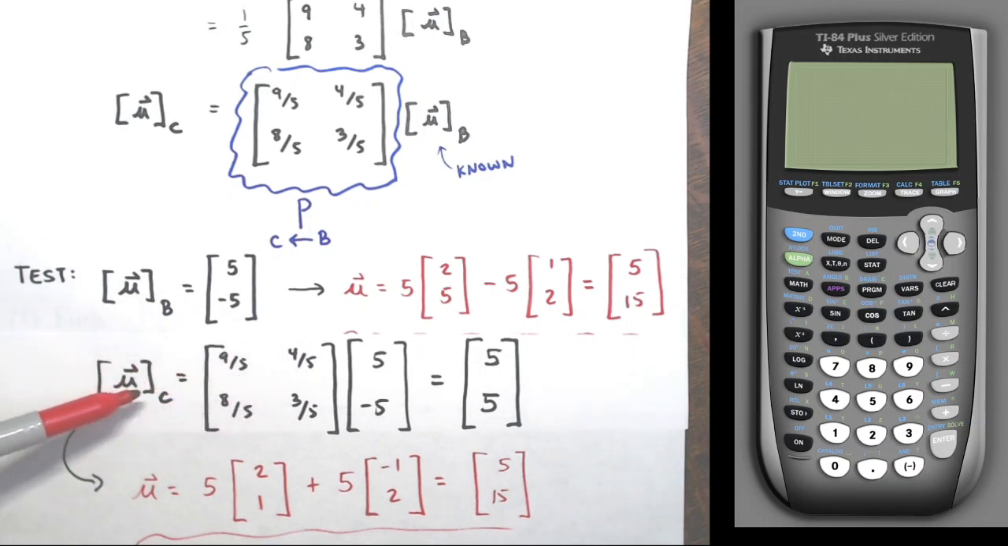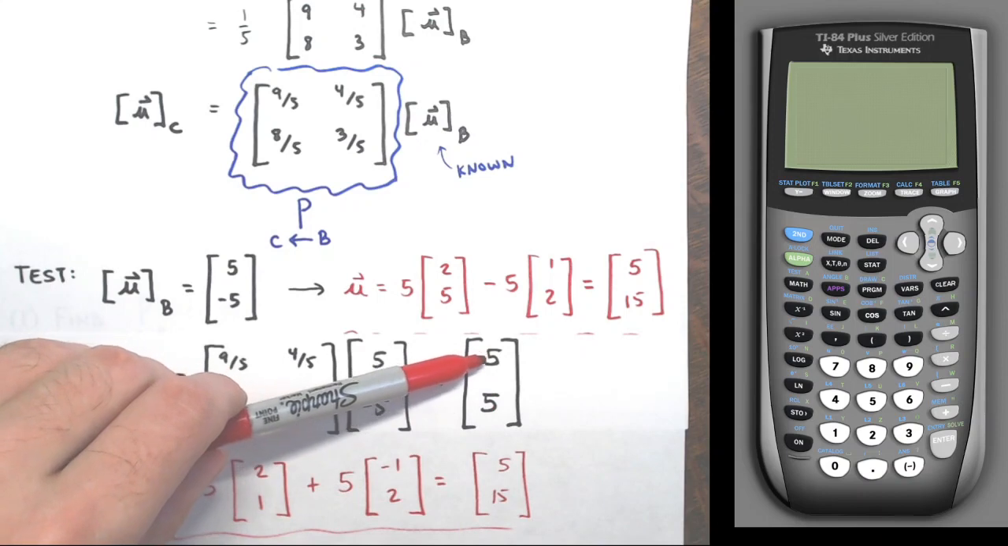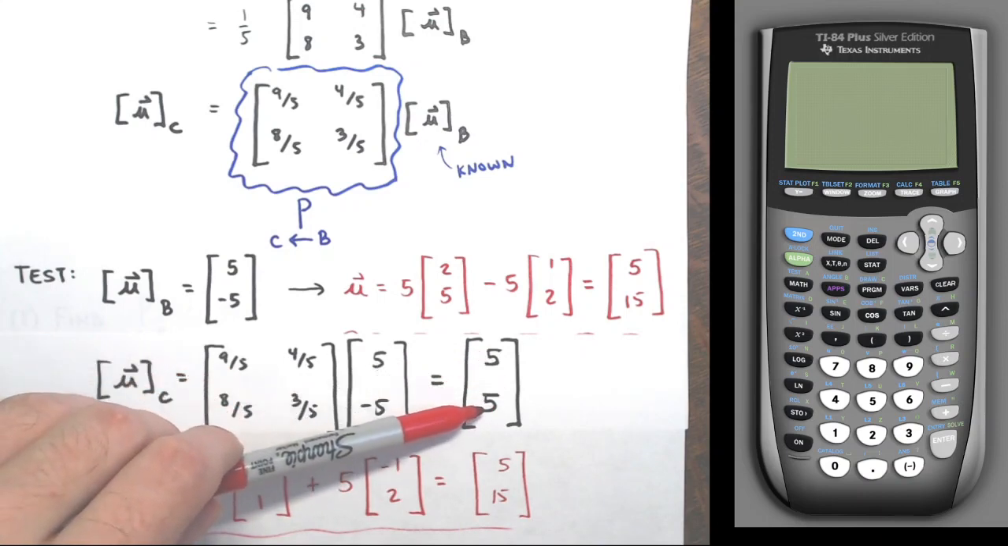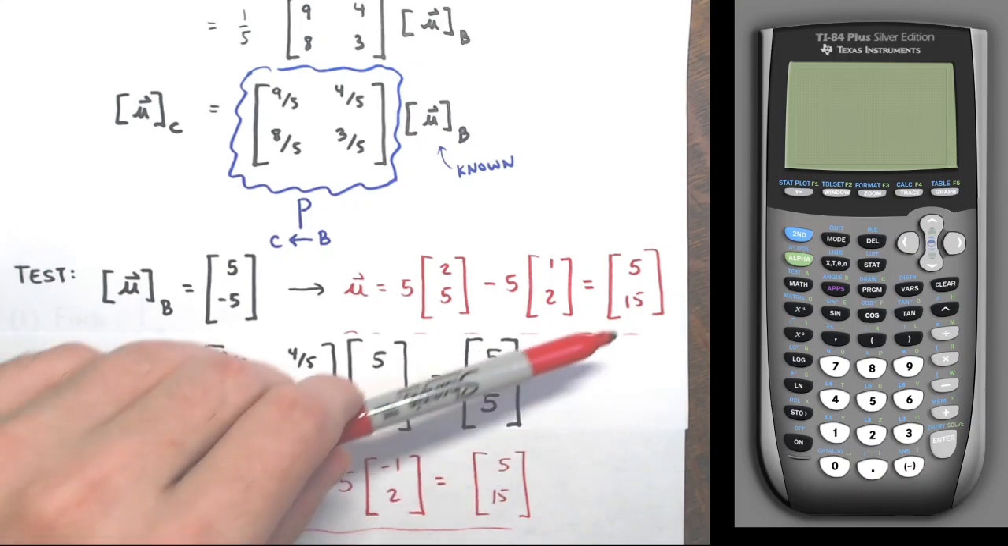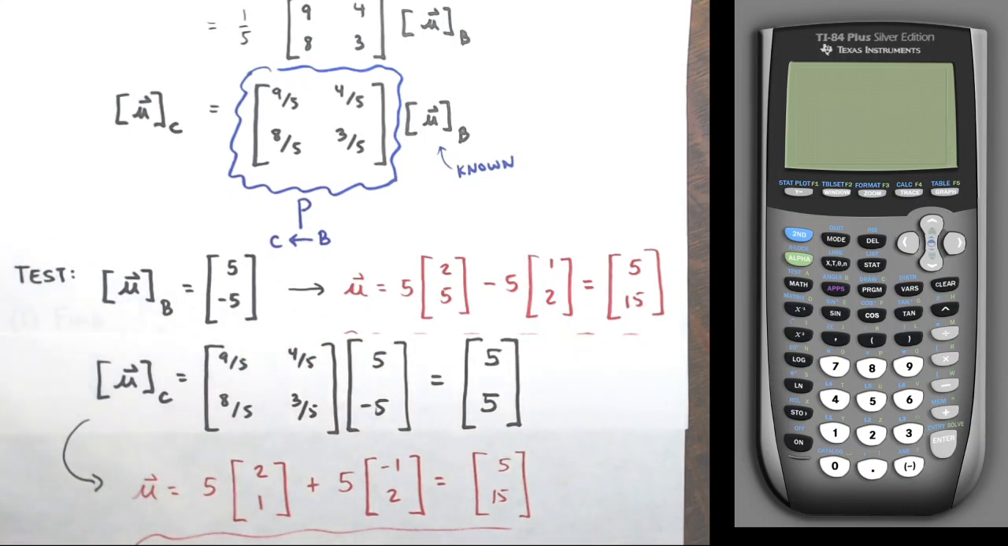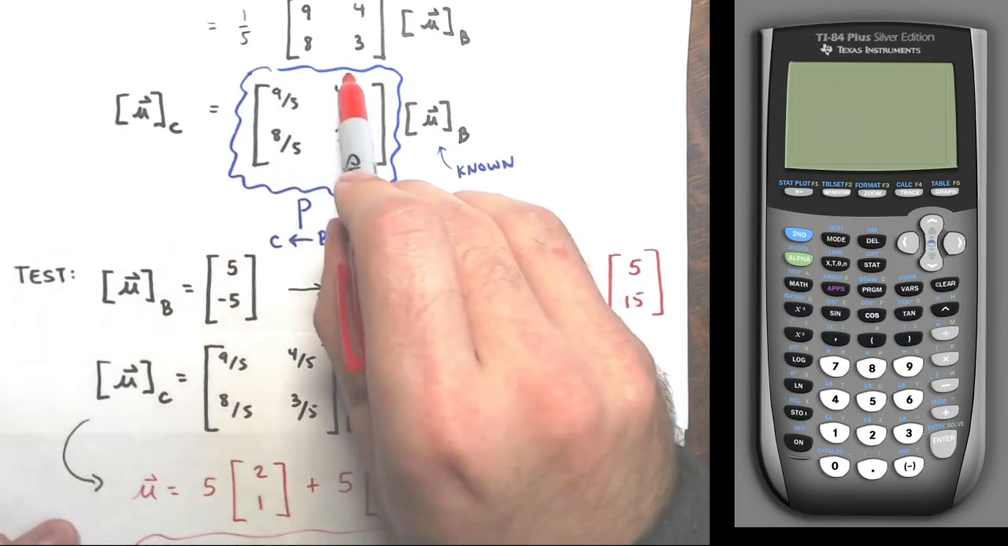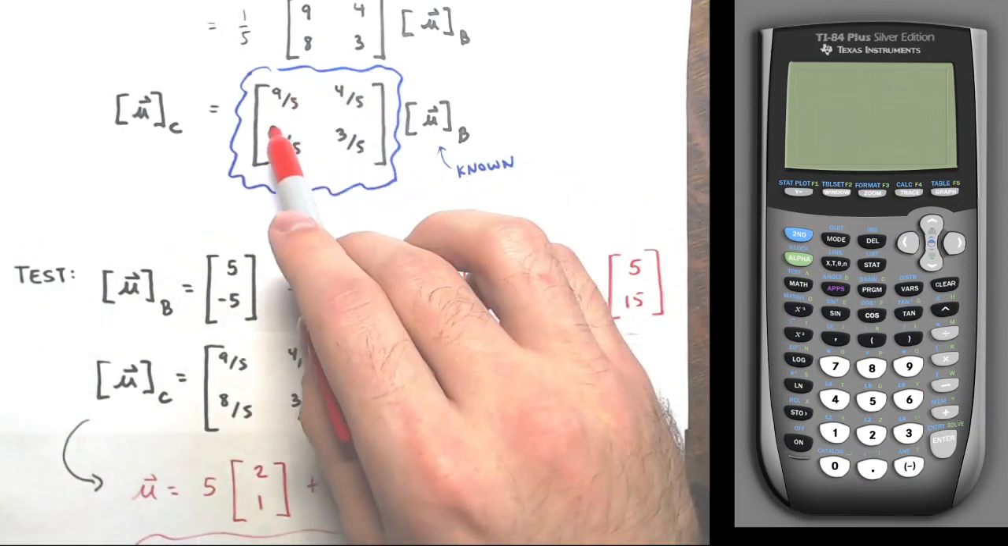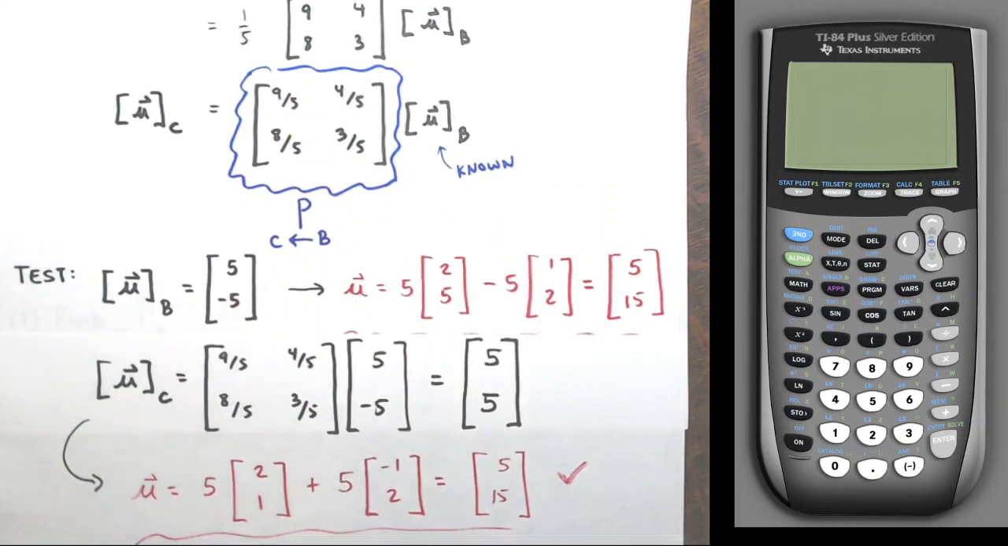I get the coordinates in C, which means 5 of the first vector in C plus 5 of the second vector in C, which is this, should give me the same result. All right, they should give me the same result. So that looks good. So this looks like a good transition matrix, a good change of coordinates matrix. It's the 9/5, 4/5, 8/5, 3/5 matrix I have here.